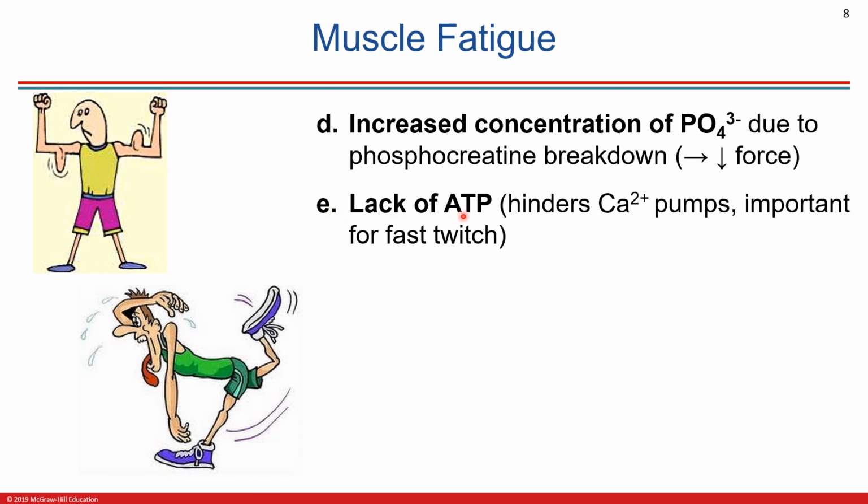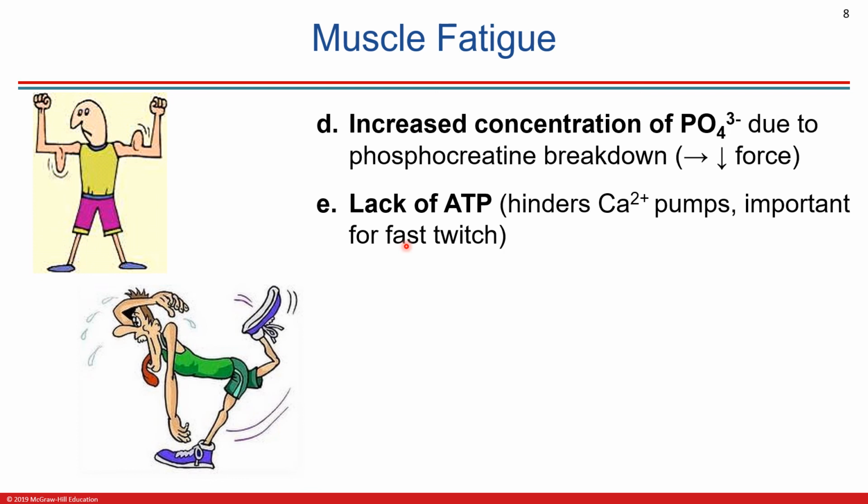Clearly, you might think, well, if you don't have enough ATP, then that muscle is not going to generate energy. And that's true. But one of the main reasons, and we see this mostly in the type 2B fibers or type 2X fibers, is that if you don't have enough ATP, you're not going to be able to pump that calcium back into the sarcoplasmic reticulum.